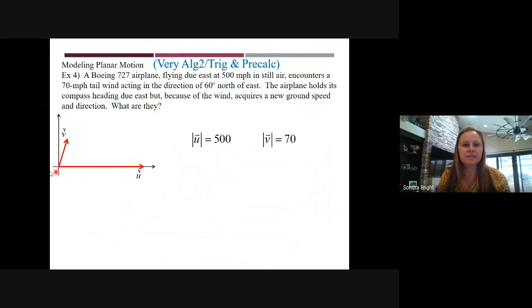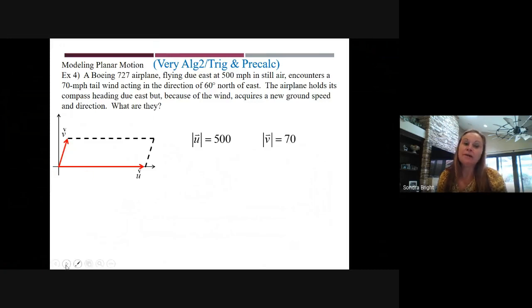Here's east. North is this way, so north of east would be this way. If it had been south of east, you would have drawn it going down this way. All right, so you've got a 60-degree angle in between them, and the length of it is 70. You want to try to be proportional. It helps with your drawings.